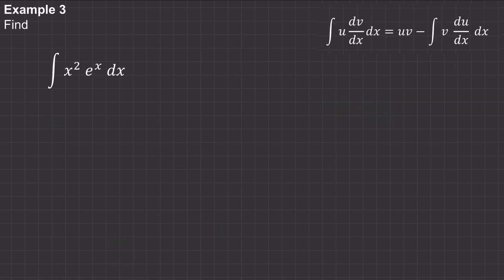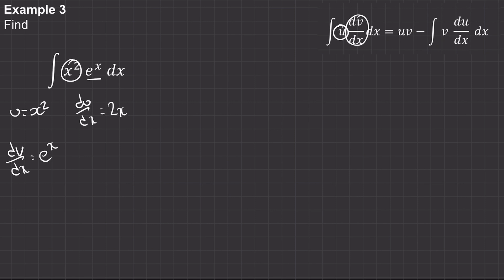Okay, so for example 3, we're going to let u equal x squared. And we're going to let dv by dx equal e to the x. So now we'll need to work out du by dx, which is 2x. And we'll need to work out v, which is the integral of e to the x, dx, which is e to the x. So I'll just block this off.